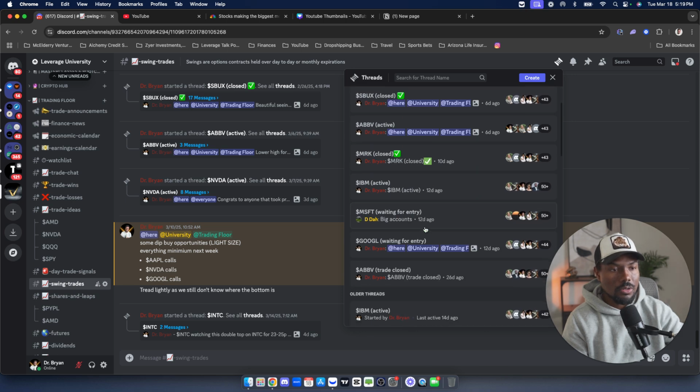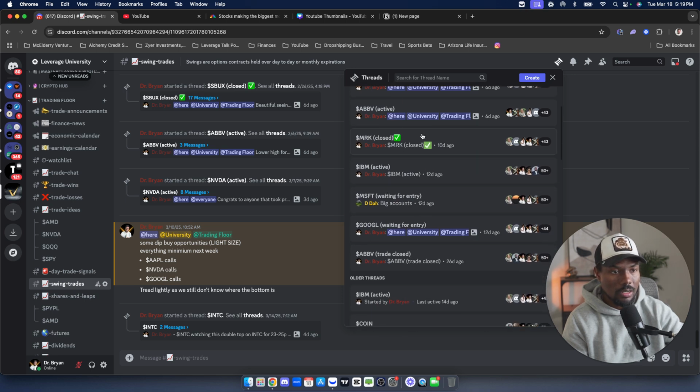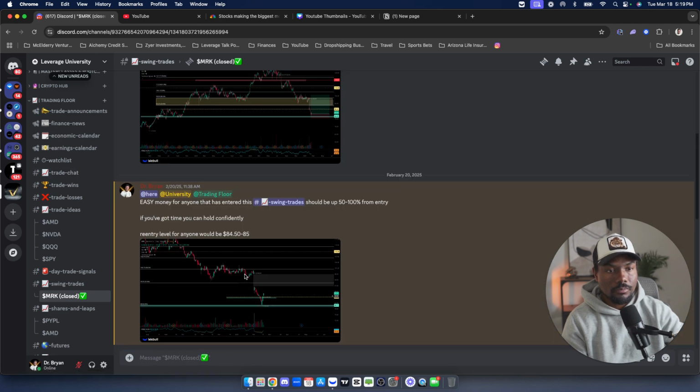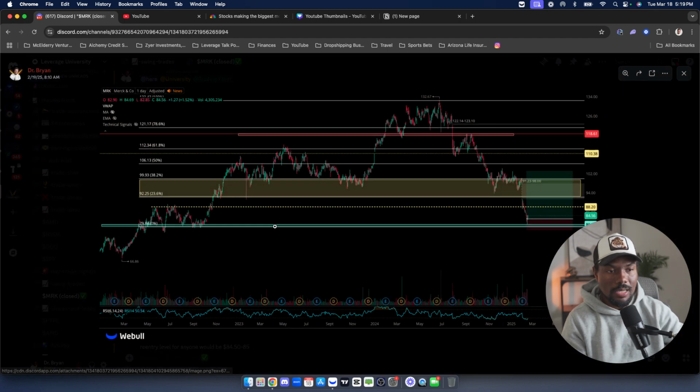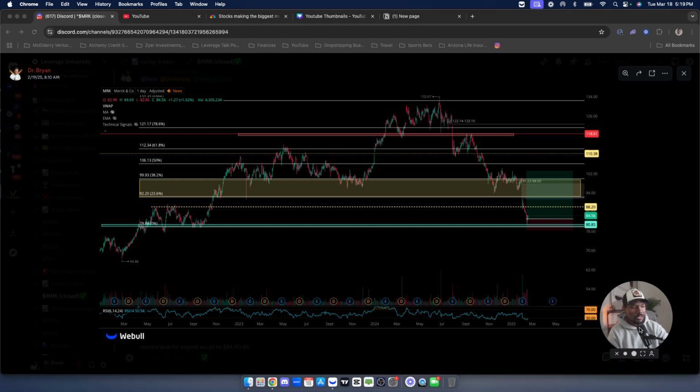Swing trade, I have it organized into threads. Okay. And I want to show you a good swing trade that we took on Merck. Okay. So Merck, February 19th, 2025, I saw that Merck had retraced, right? Here's the chart right here. You work from right to left. Okay. Let me shrink myself just a little bit. You work from right to left.